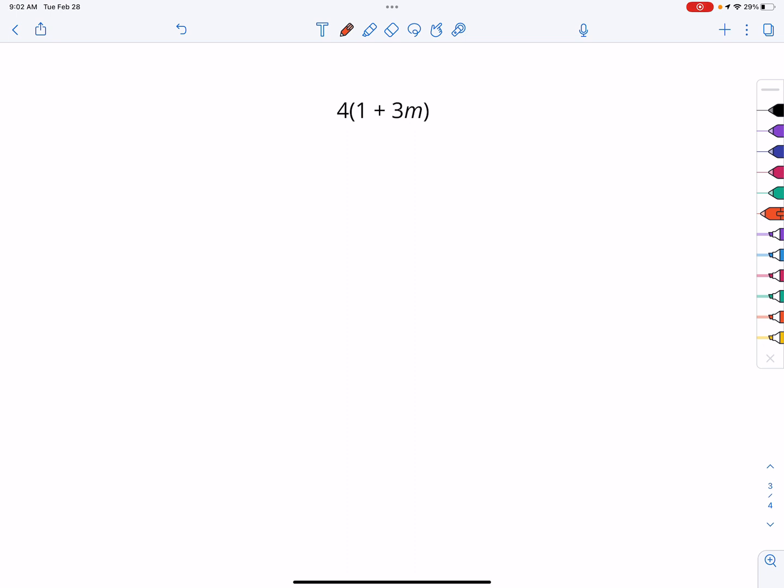All right, so let's see. I'm going to distribute this 4 to both terms. So first I'm going to do 4 times 1, or 4 groups of 1. And now I need to do 4 groups of 3m. Simplifying, 4 times 1 is 4. 4 groups of 3m is going to be 12m.